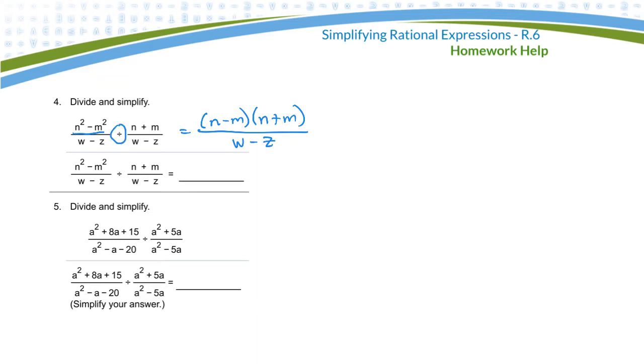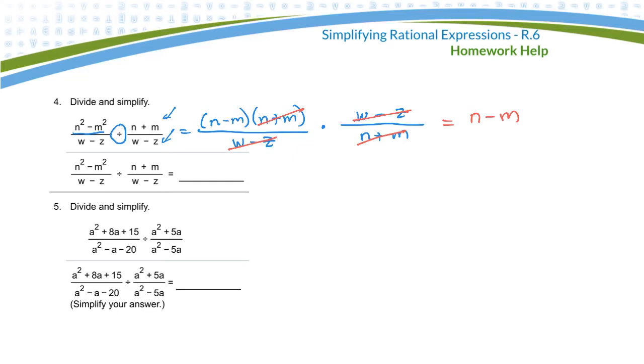Divide, I'm going to change that divide to times, and I'm going to flip these two things over. So the w minus z will go on the top, and the n plus m go on the bottom. Now look to cancel stuff. So here's a factor of 1. Notice you always have to take one on the top, one on the bottom. Here's another one that's the same. So my answer will just be n minus m.